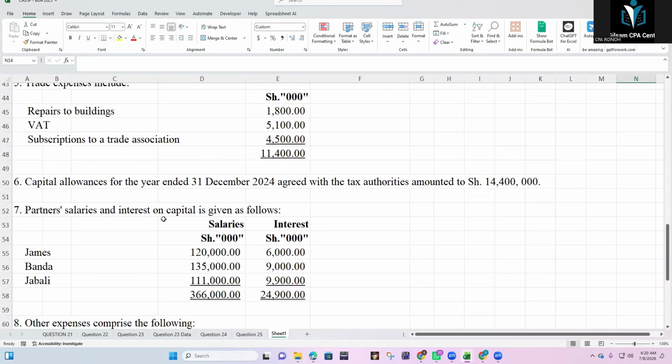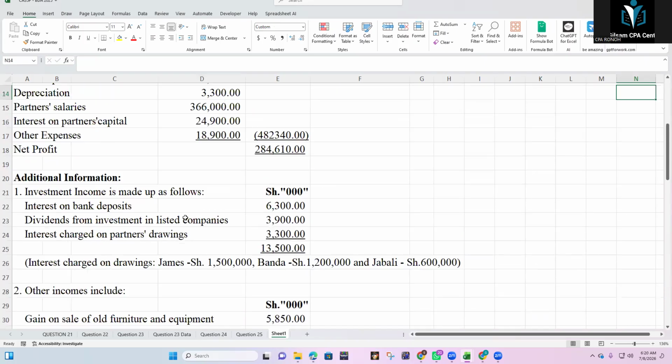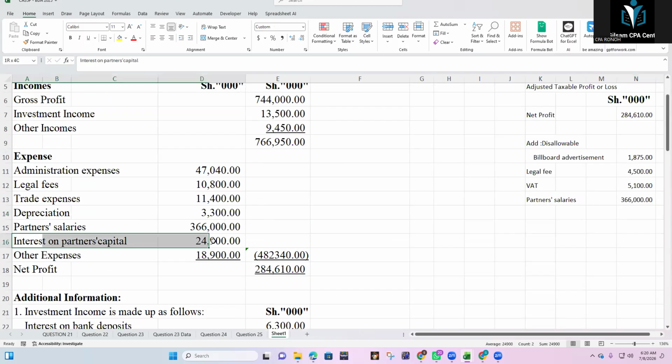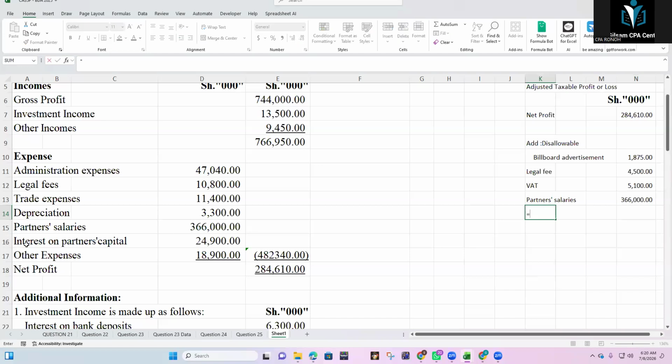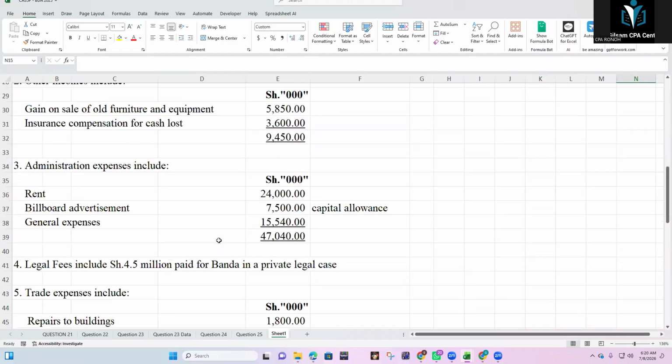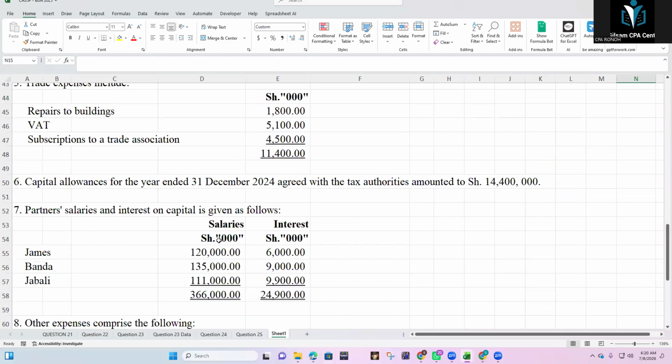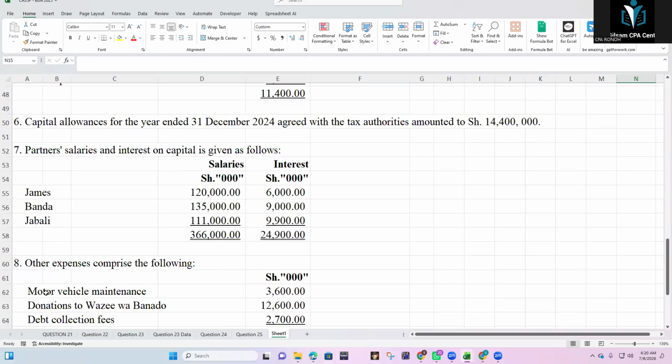And then we have interest on capital. Did they deduct the interest on capital here? Yes. So we also disallow this interest on capital. Is it the same value with the total here? The same value. Now, other expenses, maintenance for the motor vehicle is allowable.